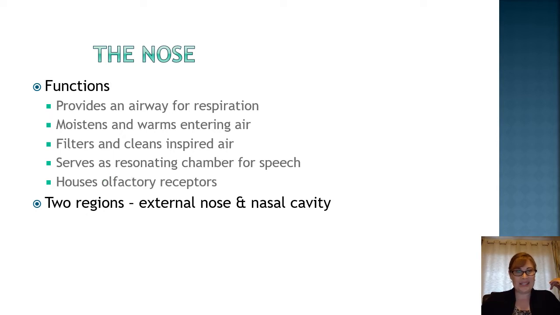Okay, let's use yellow. So olfactory is a term that you should make sure you understand and know. Olfactory means smell. So make sure you understand that. There are olfactory receptors at the top of the nasal cavity. All right, so in general, we have two regions, the external nose and the nasal cavity.